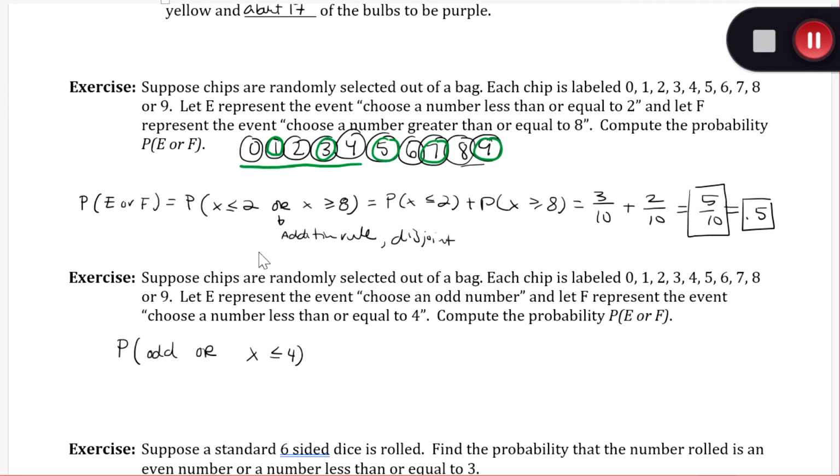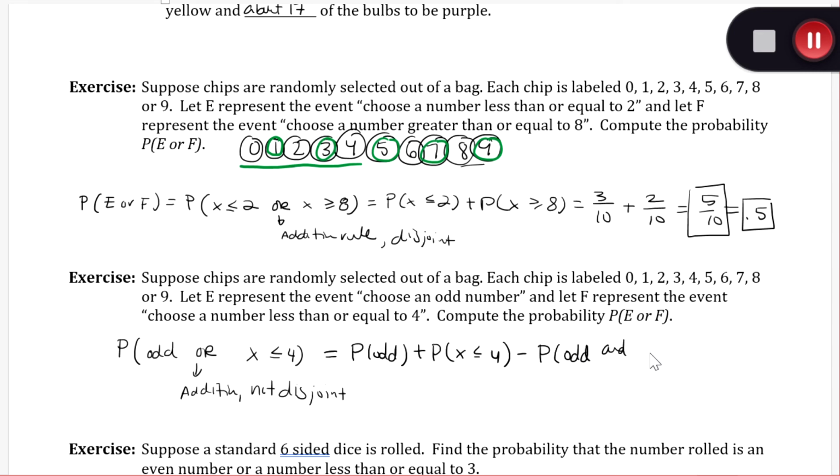You can see that they can simultaneously happen. So for the OR, we're going to use the addition rule, but they are not disjoint. So we're going to have the probability that we're odd plus the probability that x is less than or equal to 4 minus the probability that we have simultaneously odd and x less than or equal to 4.